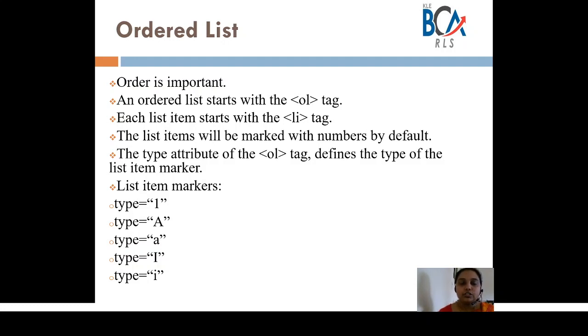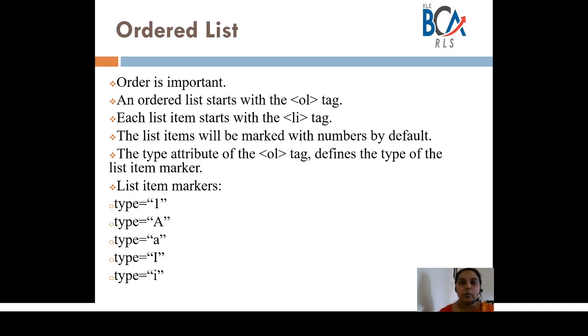In the slide we have shown you the different markers which we can use when we are preparing an ordered list. If we write type is equal to 1, it is going to be by default Arabic numbers starting from 1. If we write type is equal to capital A, the list is going to be numbered from capital A. Similarly this is followed by lowercase a. Here, capital I stands for uppercase Roman numbers, and type is equal to lowercase i is nothing but lowercase Roman numbers. So this is just a brief description of your ordered list.